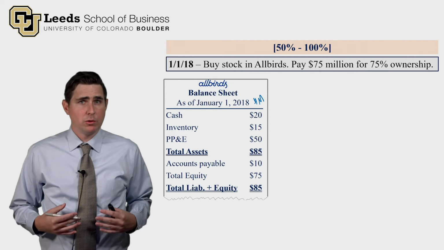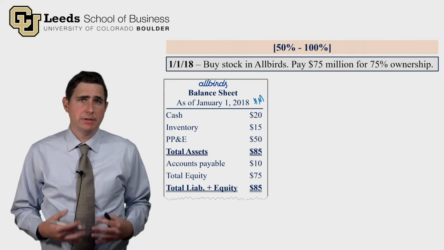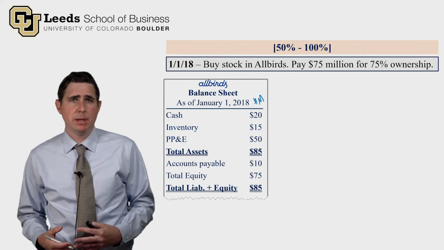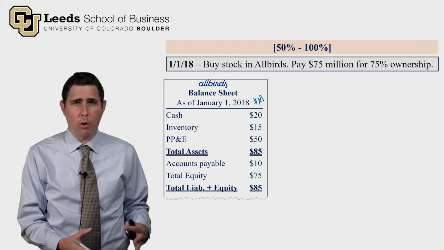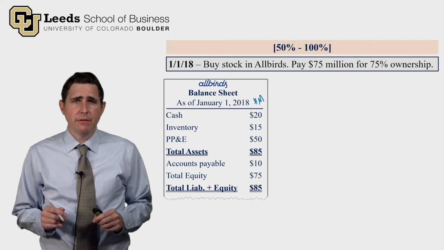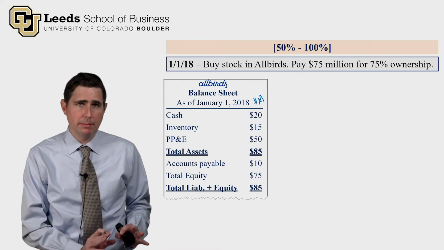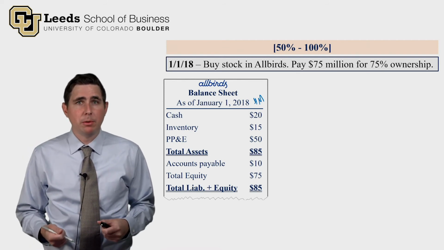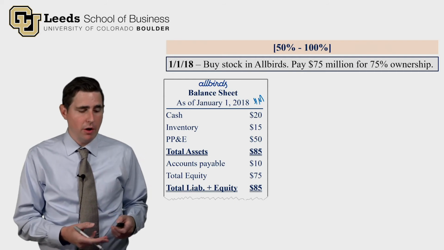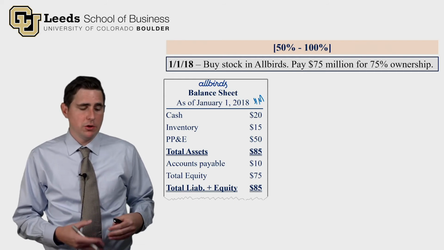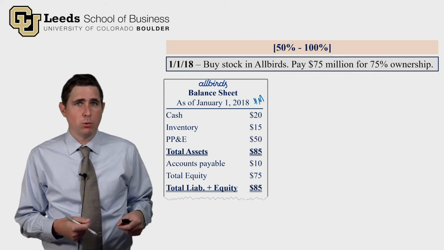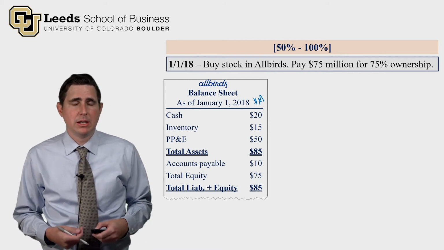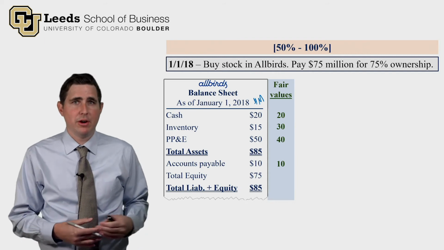So we acquired $20 million in cash, $15 million in inventory, $50 million in PP&E, and $10 million in accounts payable. That's just what we're acquiring. So that's step one, is look at the balance sheet. Step two is to hire people to assess the fair values of all of these assets and liabilities. So yes, this is Allbirds' balance sheet, but what are all these assets and liabilities worth in terms of fair value? So we get experts to assess fair value.